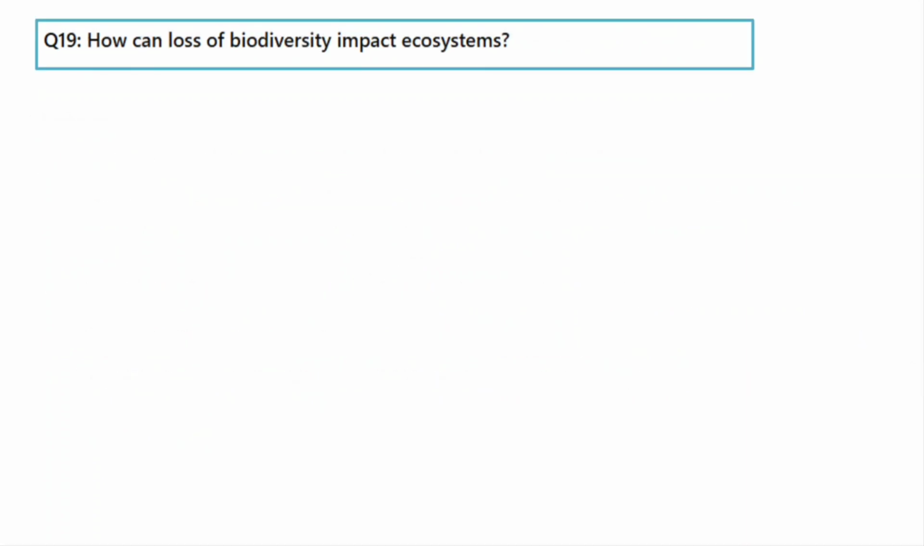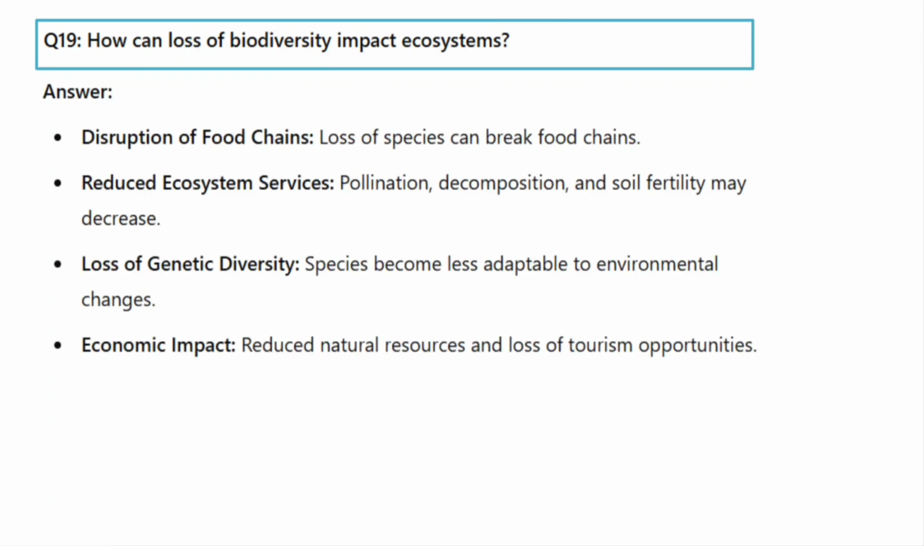Next question, let us see, how can loss of biodiversity impact the ecosystem? See, if there is loss of biodiversity, what will happen? There will be disruption of the food chain. Loss of species can break the food chain. We have a certain fixed food chain, okay, if this is broken, then it will disturb the food chain. About this you will learn in more detail in your higher classes.